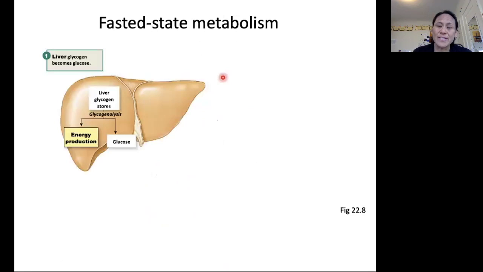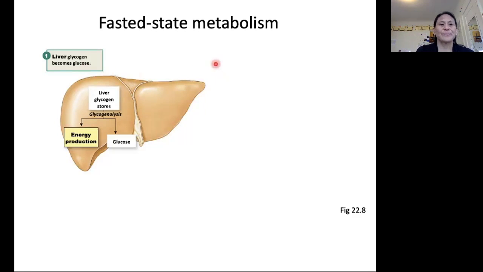Okay, so now that we've seen our catabolic pathways, let's look at how they play into fasted state metabolism. So basically what we're going to be looking at in this figure is the key storage locations for our storage molecules, and what happens there.